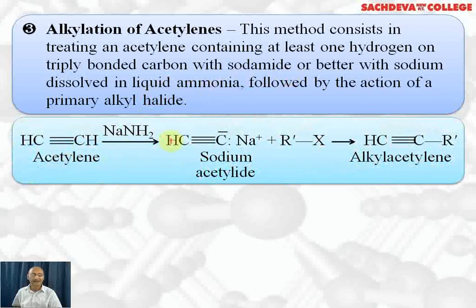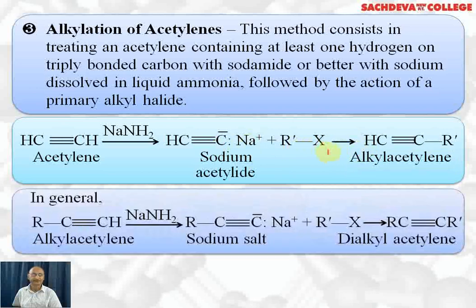Acetylene, when treated with NaNH2, gives sodium acetylide. C is negative, Na is positive. Now we treat it with a suitable alkyl halide R-X, so we get alkyl acetylene. In general, alkyl acetylene, when treated with NaNH2, gives the sodium salt of the alkyne. Treated with a suitable alkyl halide, we get dialkyl acetylene, because one alkyl group was already present and a new alkyl group has come by this reaction.